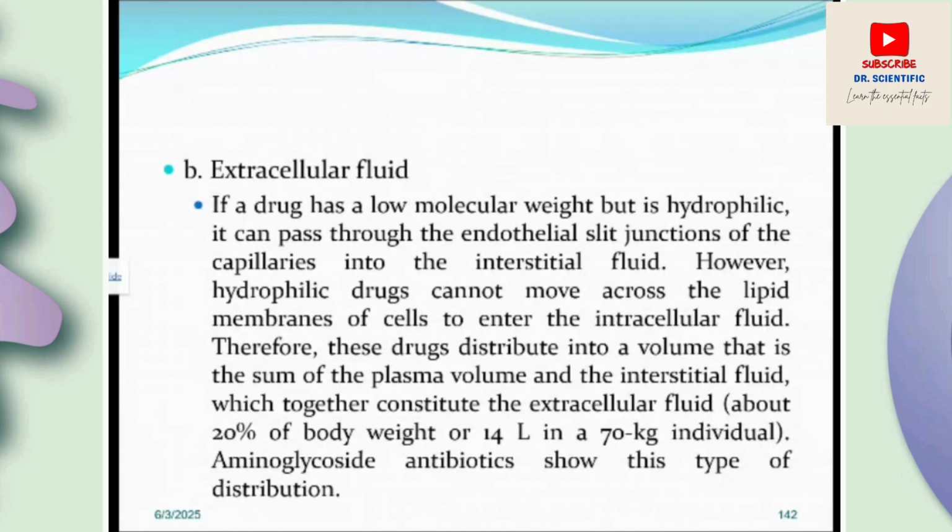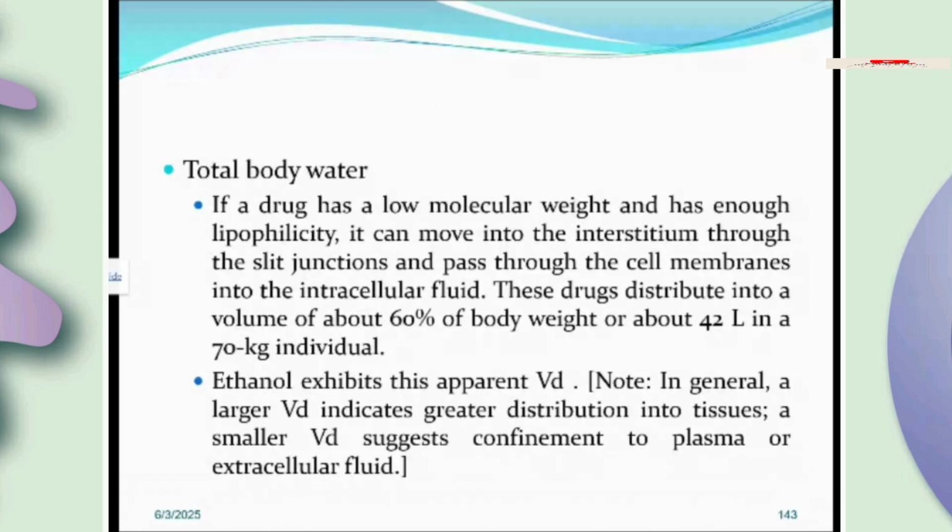Okay, total body water. If a drug has a low molecular weight and has enough lipophilicity, it can move into the interstitium through the slit junctions and pass through the cell membranes into the intracellular fluid. These drugs distribute into a volume of about 60% of body weight, or about 42 liters in a 70 kilogram individual. Ethanol exhibits this apparent VD.